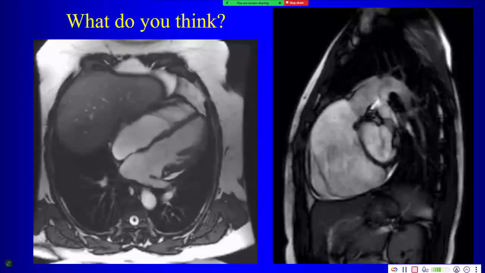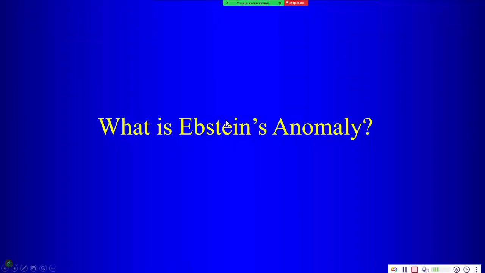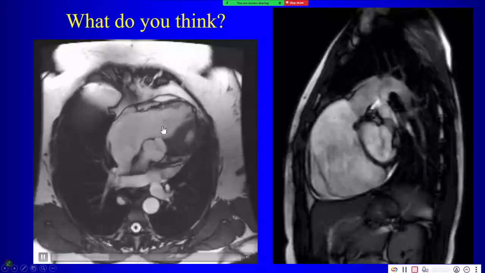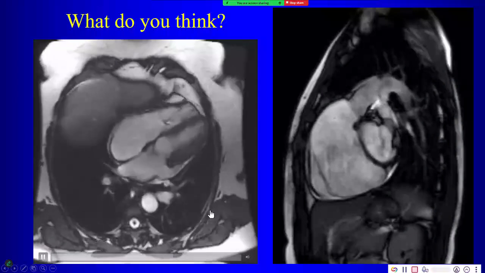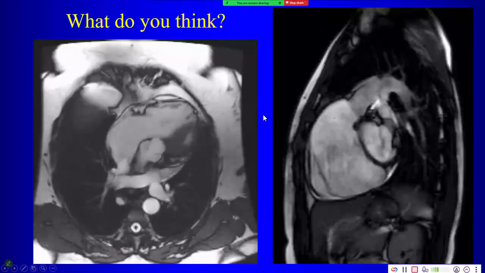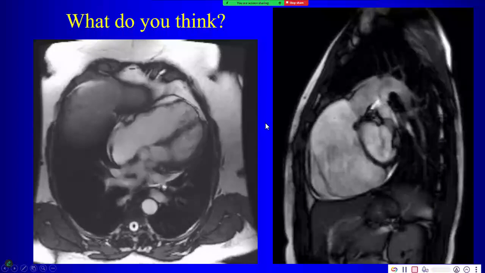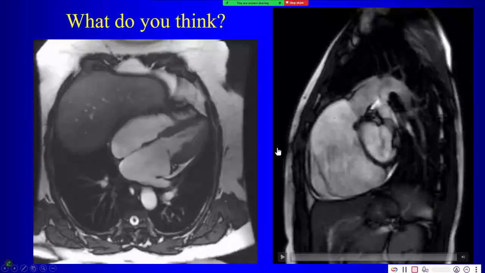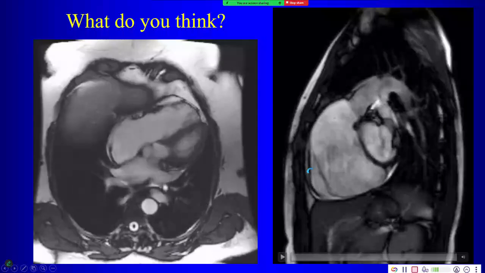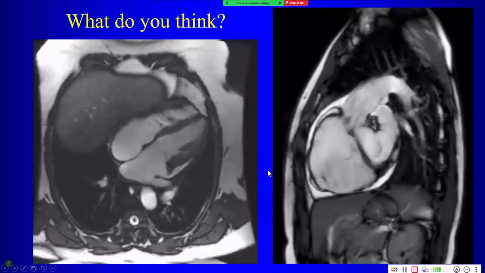A little bit, yeah, but what else about the tricuspid valve? Yeah, it's displaced apically, and that condition, of course, is called Ebstein's, right? So Ebstein's gives you dilatation of the right atrium and the right ventricle. So the right side of the heart, the chambers here on the right side are dilated.